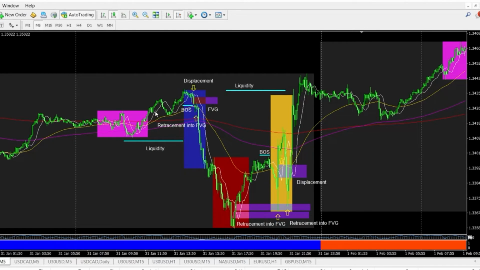This could also be considered displacement. However, time and price is what's important. So during the pre-New York Open, we have displacement. Now what displacement looks like is a strong move to the downside. And this move right here is 2 bars that takes out a swing low.